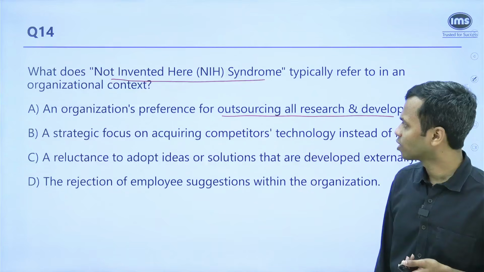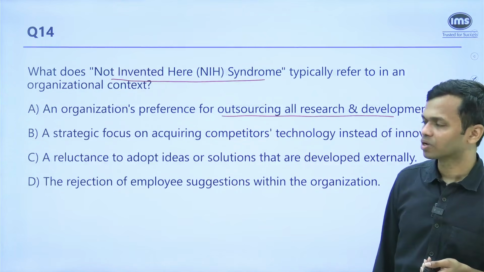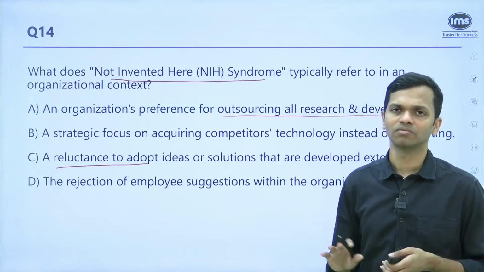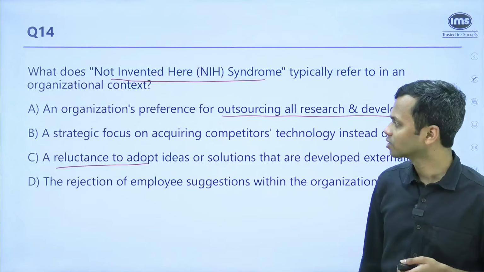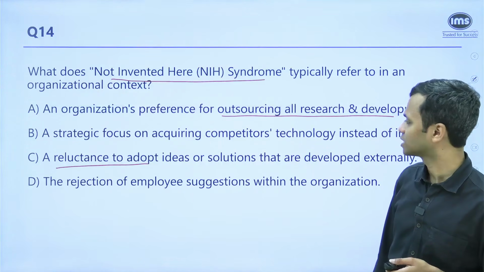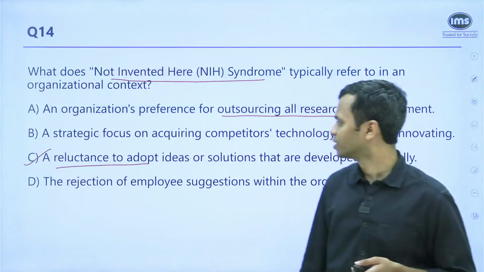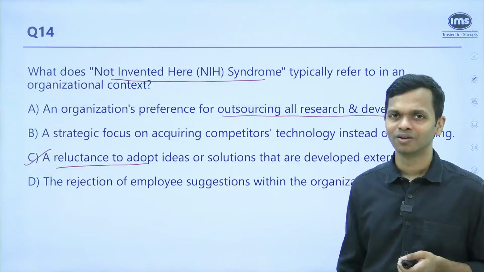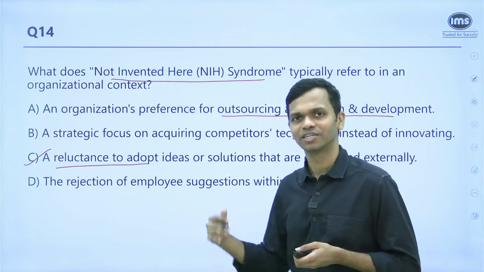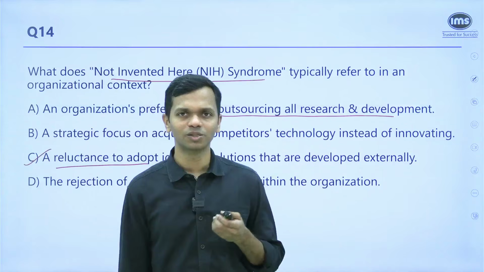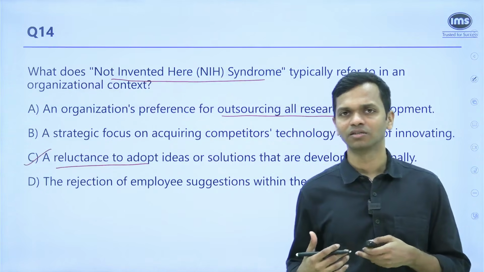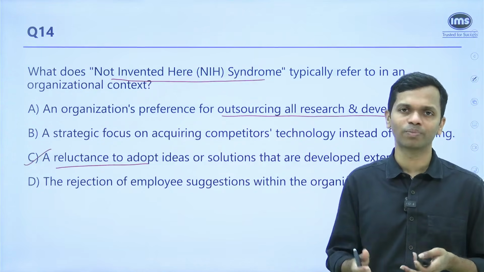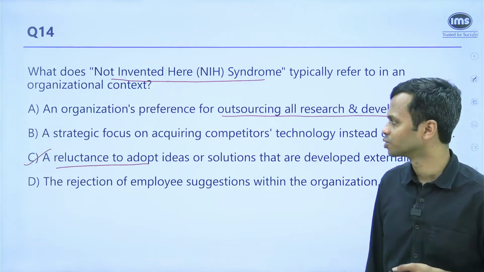A strategic focus on acquiring competitors' technology instead of innovating. Okay, no. A reluctance to adopt. Now, this is what we are interested in. Not invented here, so I'm not going to go for it. A reluctance to adopt ideas or solutions that are developed externally. Okay, so this is what not invented here stands for. The rejection of employee suggestions within the organization, no, right? I mean, that happens far more than we imagine. So, not invented here is not dealing with it. So, the answer for the question is option C, that you are rejecting a certain suggestion, or it could be some idea or innovation just because you have not produced it, right? So, externally, it's coming from an external source.